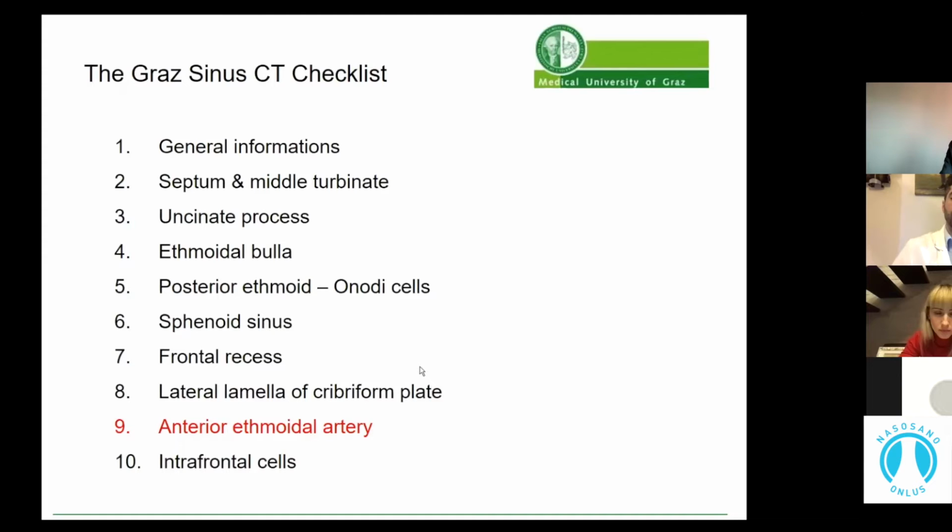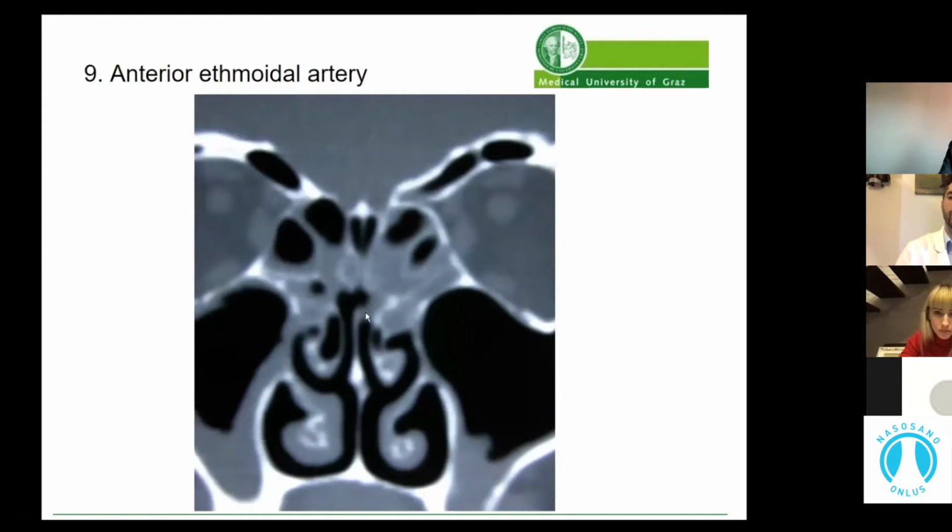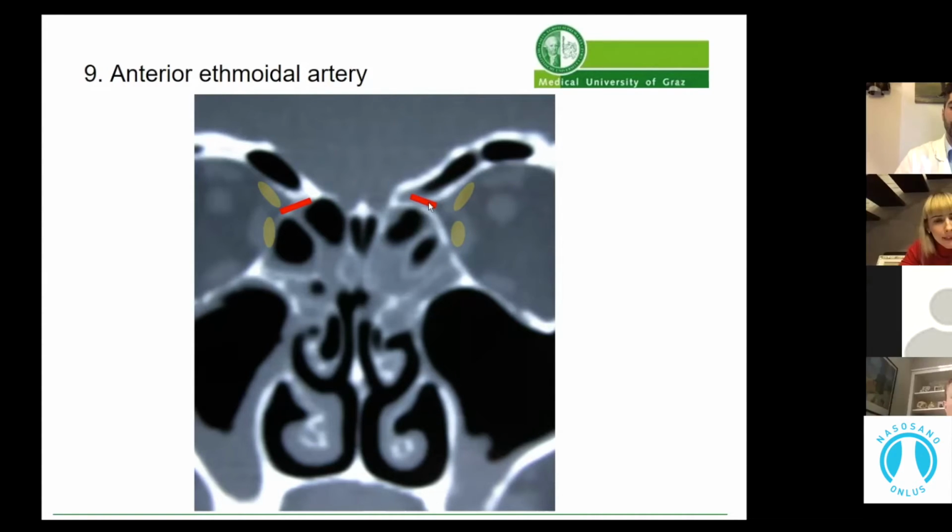The anterior ethmoidal artery can be easily found. You look for the medial rectus muscle and the superior oblique muscle. Then you see such a notch coming out of the orbit, and this is the position where you can find the anterior ethmoidal artery. It can run free through your operating field, especially if you have a supraorbital recess.